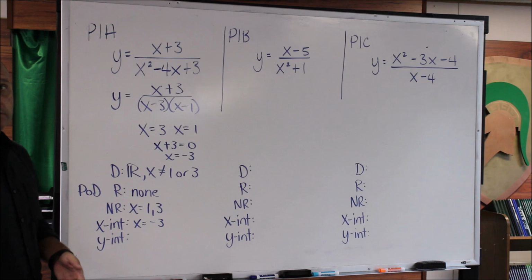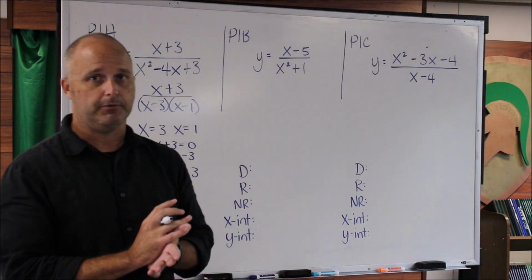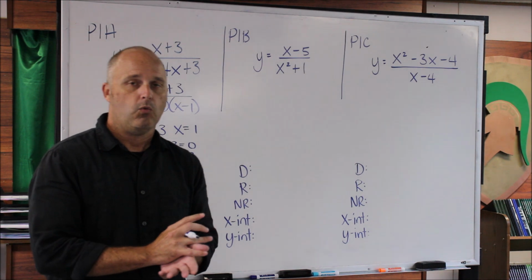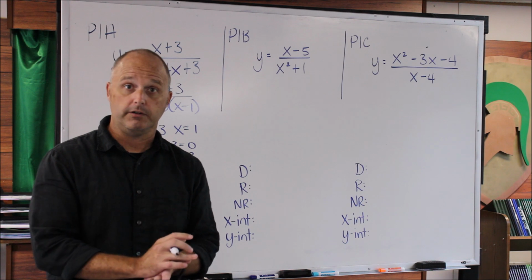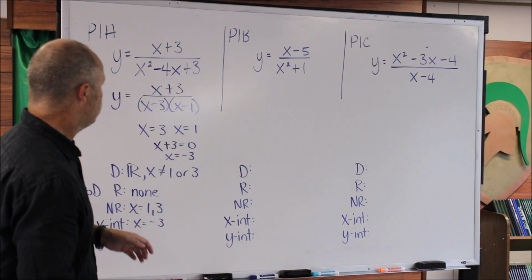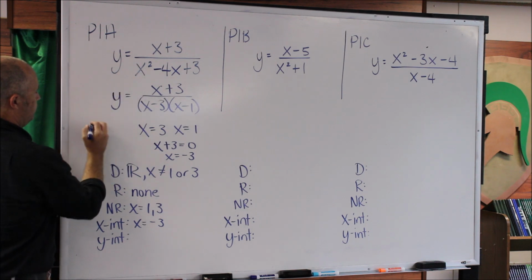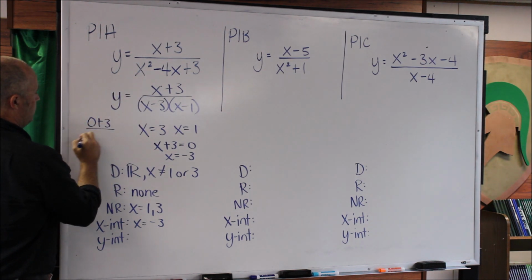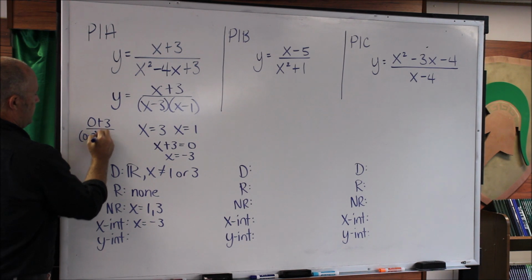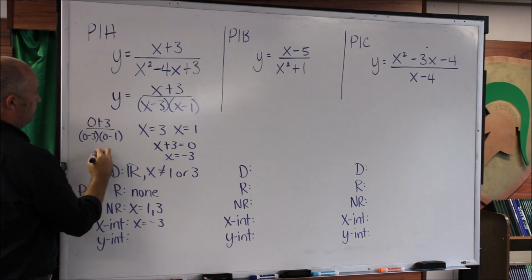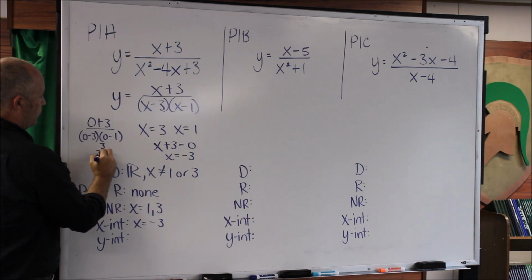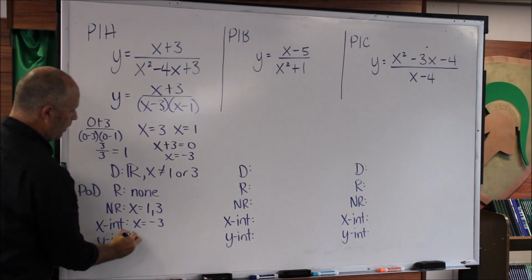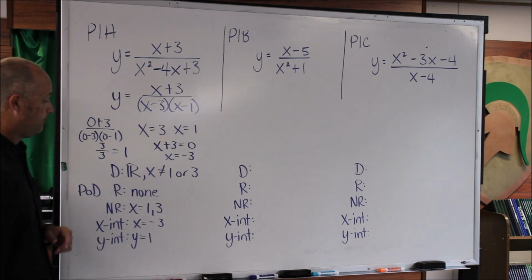Then the y-intercept. Remember, the definition of a y-intercept is simply the value of y when x is equal to 0. So all we do to find the y-intercept is plug in zeros for all of our x values. So we get 0 plus 3 over 0 minus 3 times 0 minus 1. So 0 plus 3 is 3. 0 minus 3 is negative 3. 0 minus 1 is negative 1. So negative 3 times negative 1 is 3. So we would get 1. So the y-intercept is going to be at y equals 1.